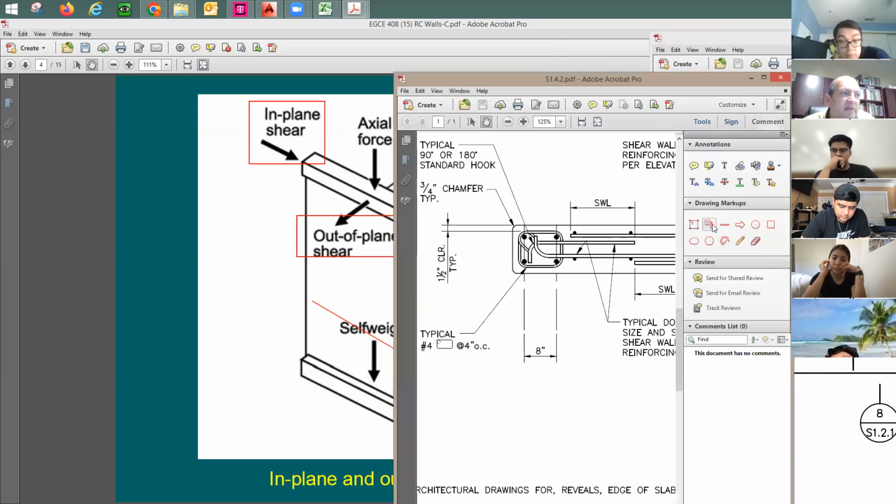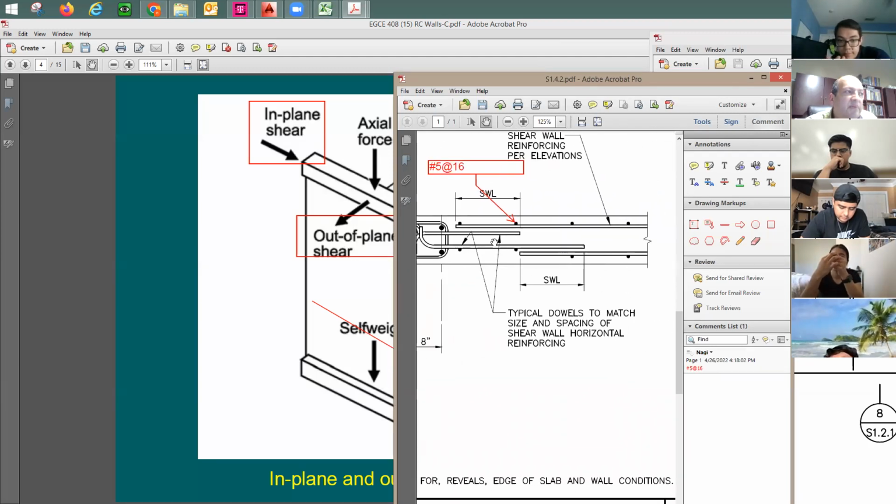Let me point at it. This is going to be like this rebar. Vertical line. Number 5 at 16. 16 inches is going to be the spacing, meaning the distance from one rebar to the other rebar is going to be 16 inches. It's going to be the horizontal rebar.